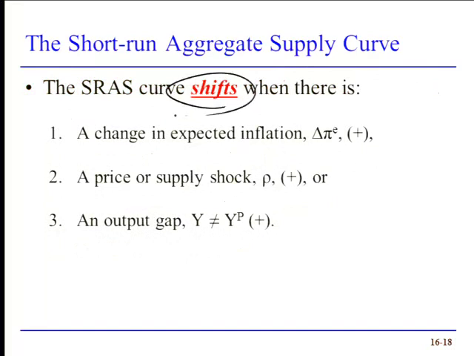Now, the short-run aggregate supply curve can indeed shift, as we saw last time, if there was a change in expected inflation or in price or supply shocks.